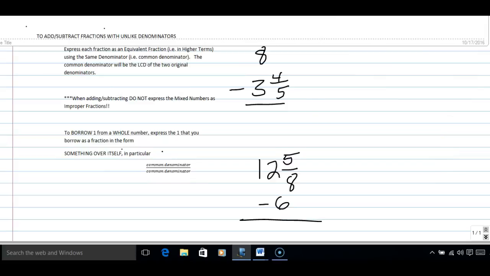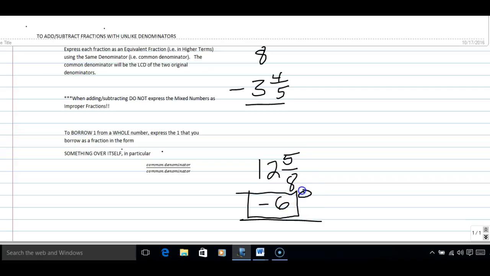Two final examples here. Here I have a whole number subtract, and I'm subtracting a mixed number from it. Here I have a mixed number, and I'm subtracting a whole number from it. Make sure you understand the difference between these two cases. So let's look at the second case and ask yourself what is being subtracted? Well, the only thing I'm subtracting here is 6.